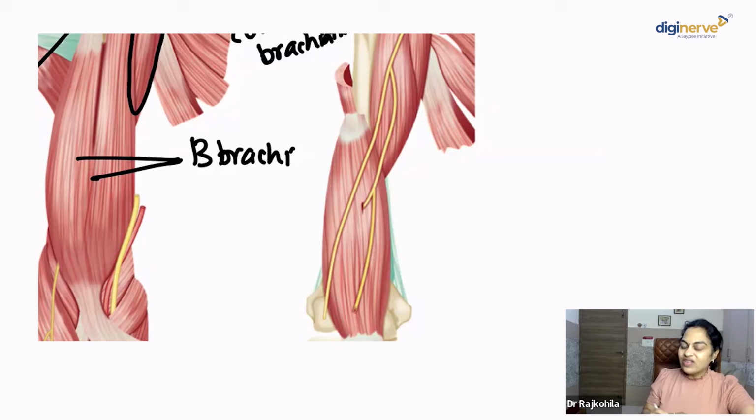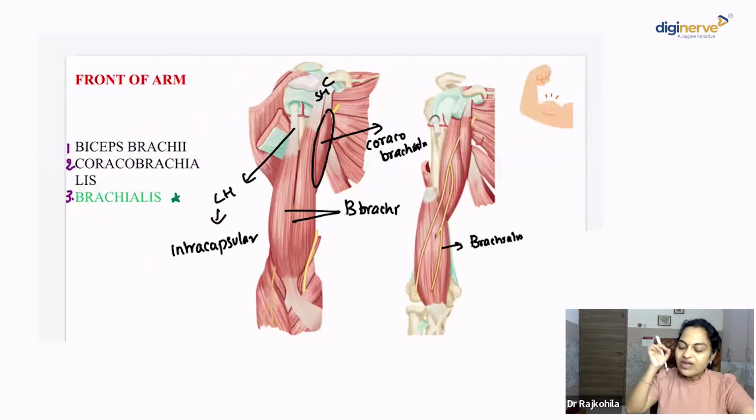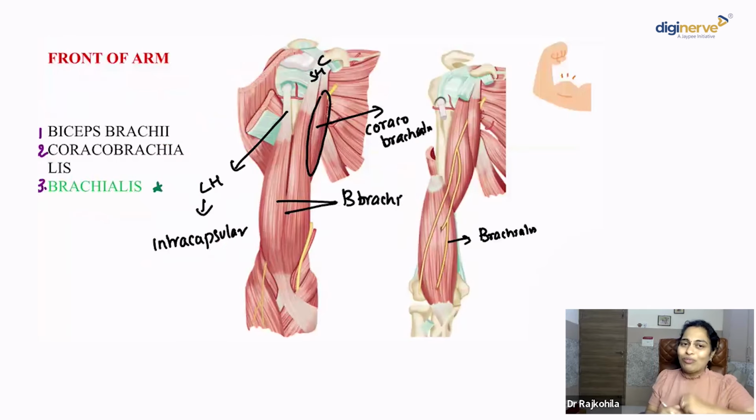And the third muscle, to see that, I need to remove the biceps brachii because it occupies the lower part of the anterior surface of the humerus. It's the brachialis. So what are the three muscles in the front of the arm? The coracobrachialis doesn't cross your elbow joint; it is inserted in the middle of the arm. The biceps brachii and the brachialis are powerful flexors of your elbow.